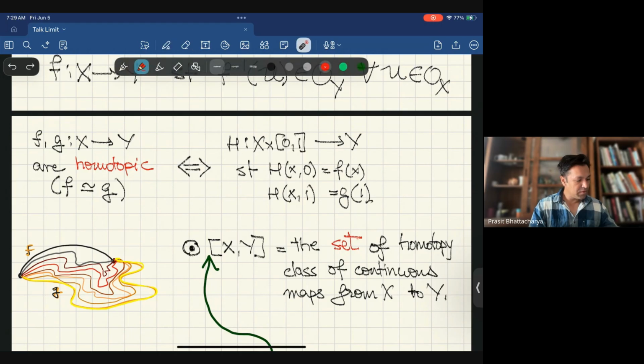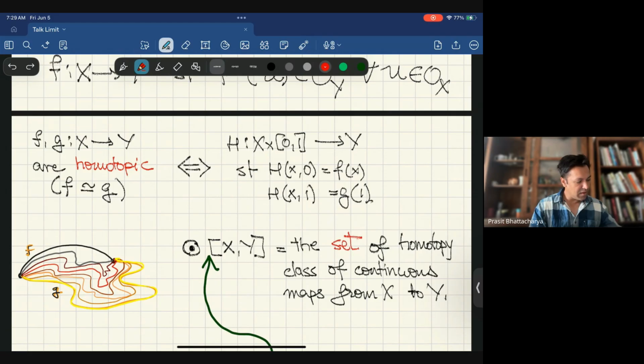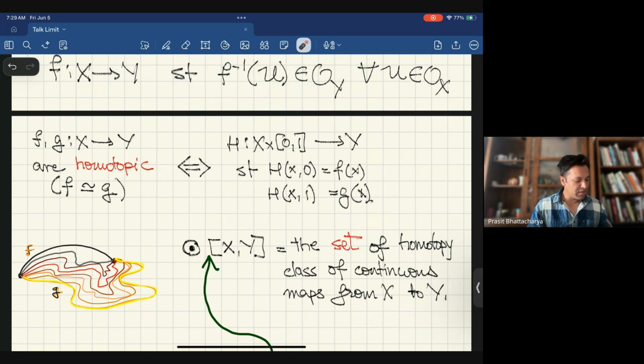A way to do this rigorously is to define a homotopy to be a continuous map from your domain space X cross the unit interval to Y, such that at time 0 you are f and at time 1 you are g. At any given time you have a function which is interpolating between f and g.